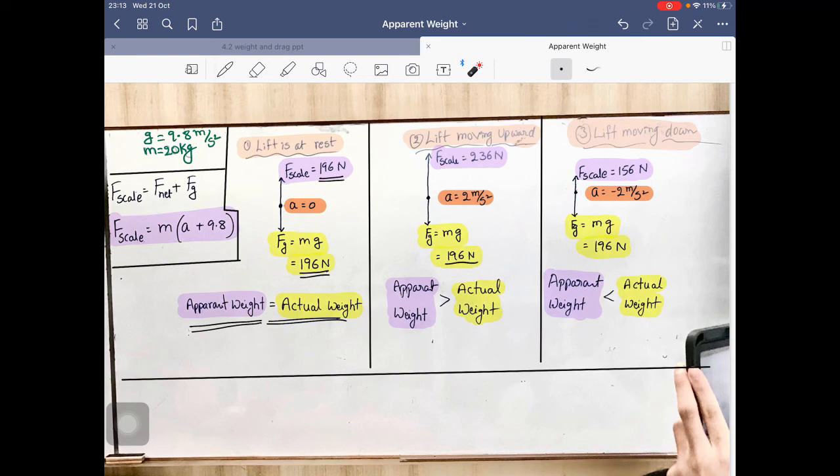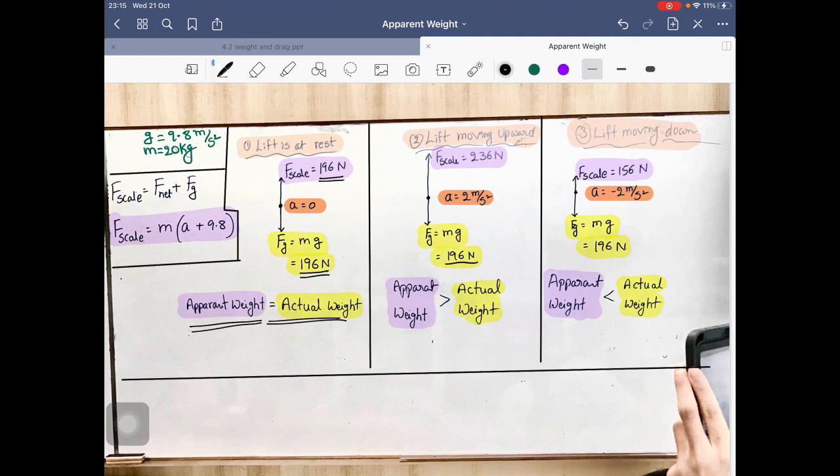So if the lift is at rest, not moving, there is no acceleration and no net force. If the lift is moving upward, the spring applies more force on the person. As the lift moves up, you will see the reading increasing on the scale. If the lift is moving downwards, the spring scale reading will go down.